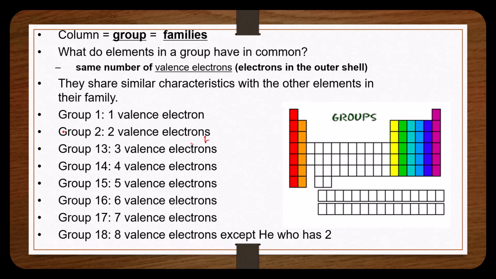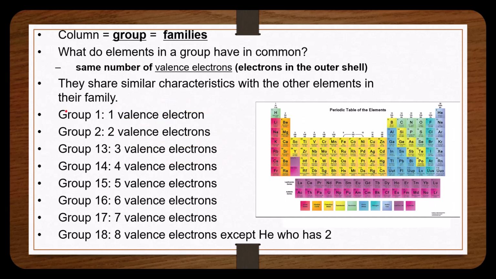If you notice, this skips from group 2 to group 13, going from 1 valence electron to 2 valence electrons to 3 valence electrons. We jump from group 2 to group 13.